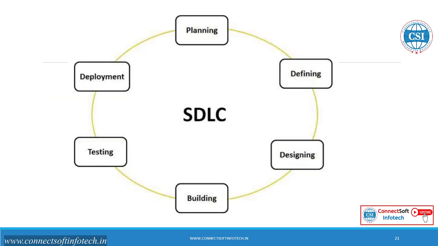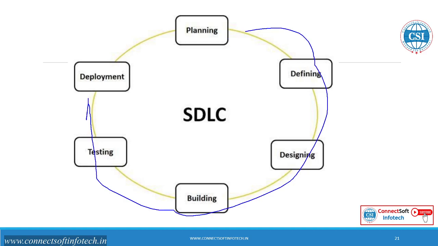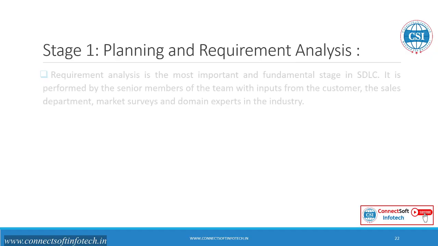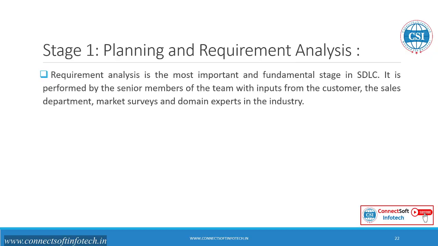That is most important, that is agile scrum, because we have to say we are following agile scrum. So these are the SDLC phases: planning, which means requirement analysis, then defining, designing, building, testing and deployment. After the testing we deploy our product to the server. So these are the phases involved in the SDLC process. Now the first stage is planning and requirement analysis. Once we have the requirements, we have to gather them.